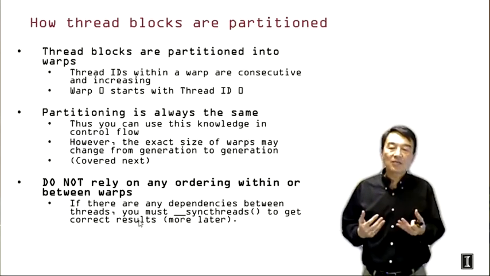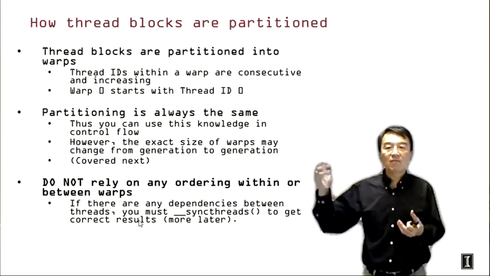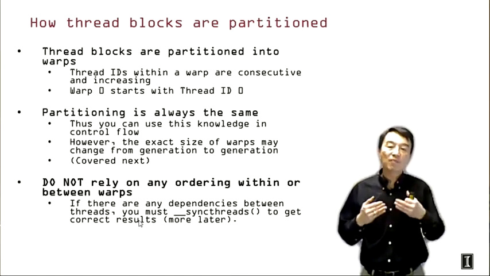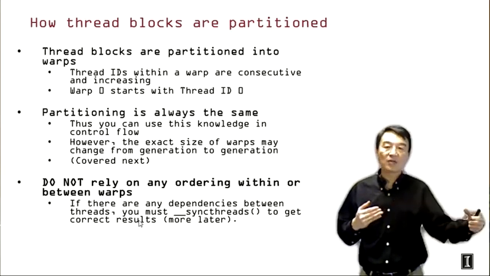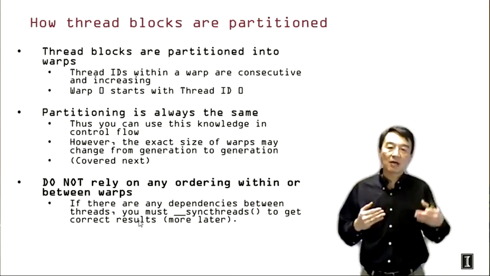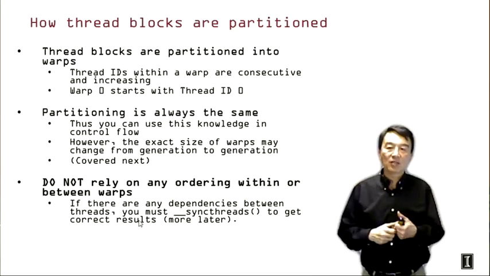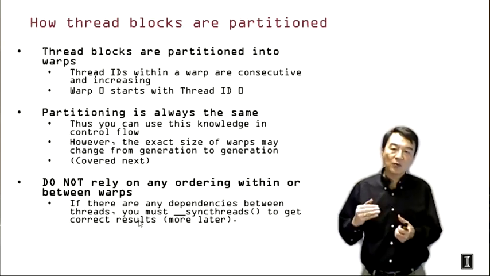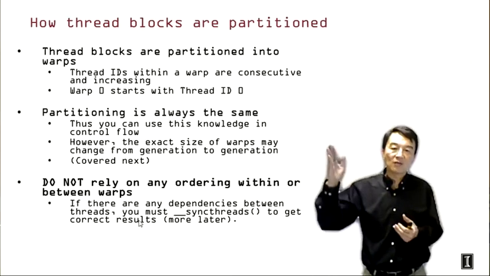And you're going to ask me, what happens if I have multi-dimensional thread blocks? In that case, we will do a row major layout of the threads, and then we will apply the same rule to partition the thread block into these warps. And the partitioning in the hardware is always the same. That is, the rule that we use is always the same.